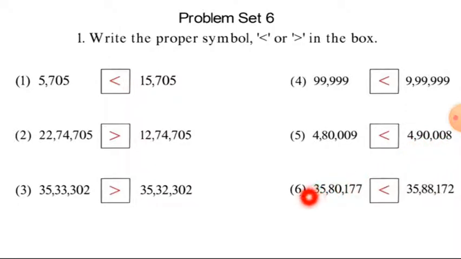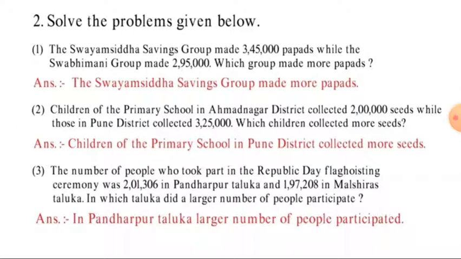Then the next, sixth, is 35,80,177. Next number is 35,88,172. Now see, numbers are similar, but see the number which is on the 10,000 and 1,000 place. Here 80 is there and here 88 is there. So which number is bigger? This number, 35,88,172. So the bigger than sign will come in front of this number. Understood, students? Now copy the next question.